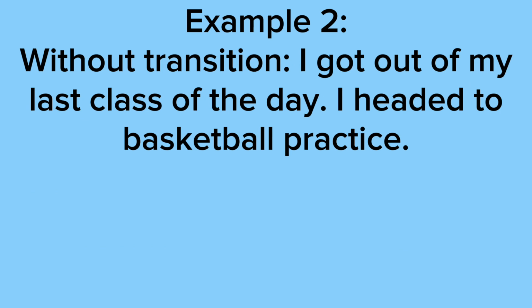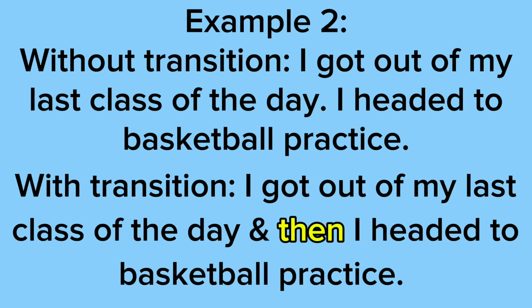So example 2, without any transition word says, I got out of my last class of the day. I headed to basketball practice. Without a transition word, you can see that this sentence abruptly goes from one subject to the next. So with the transition, the sentence would say, I got out of my last class of the day and then I headed to basketball practice. And as you can see with the transition word, we transition to the next subject smoothly.